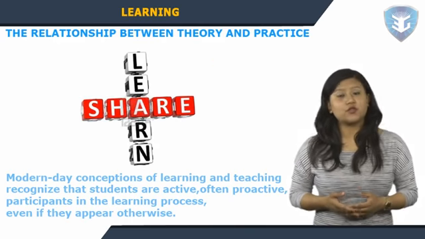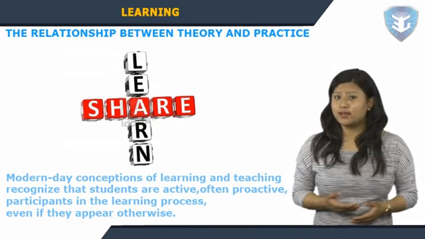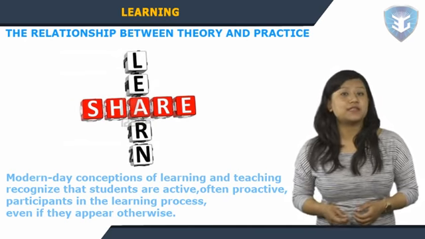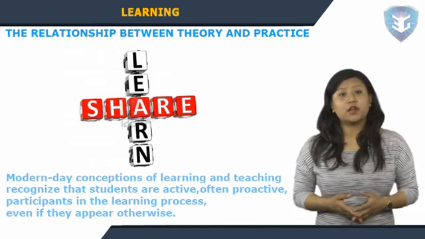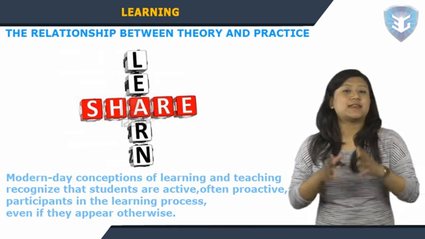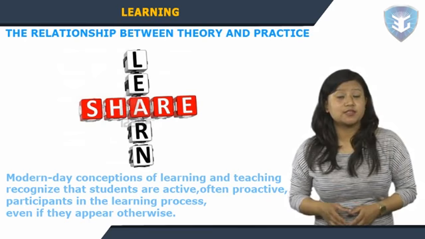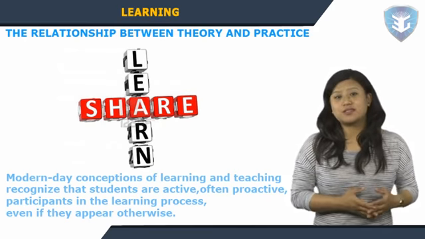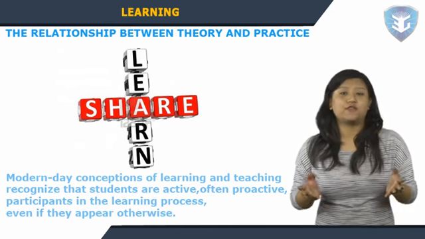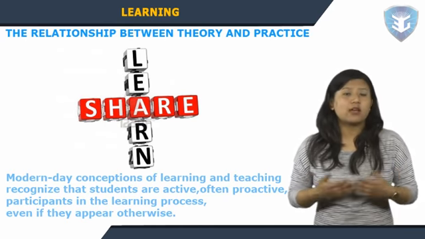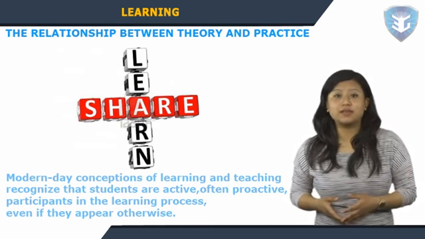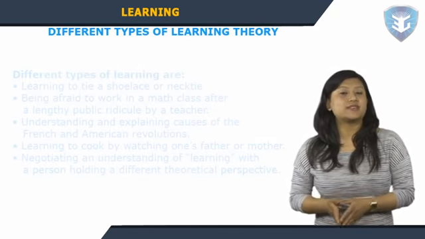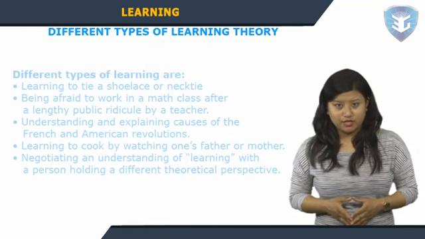Modern-day conceptions of learning and teaching recognize that students are active, often proactive, participants in the learning process, even if they appear otherwise. This dynamic nature of the learning process is one reason why instructional interventions that appear the same to the teacher can result in very different student outcomes, and why rather different instructional methods can result in very similar outcomes. Now let's explore the different types of learning theory.